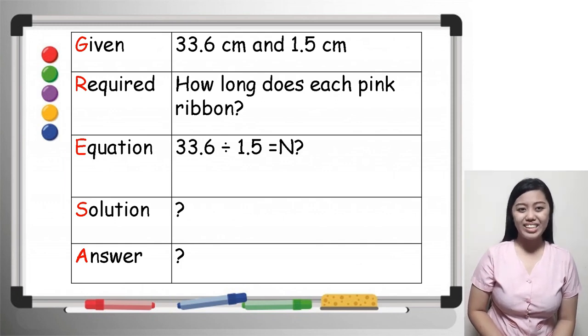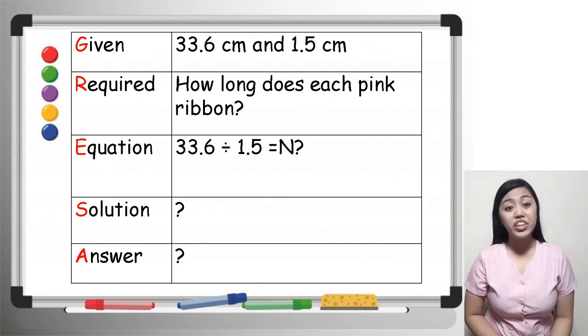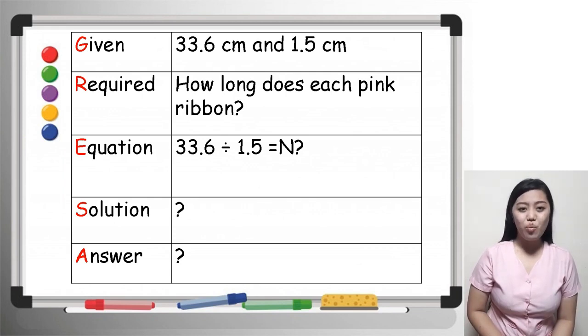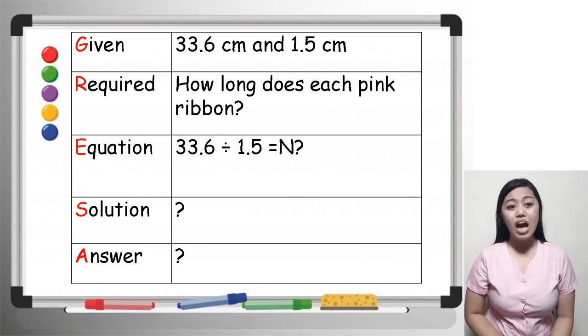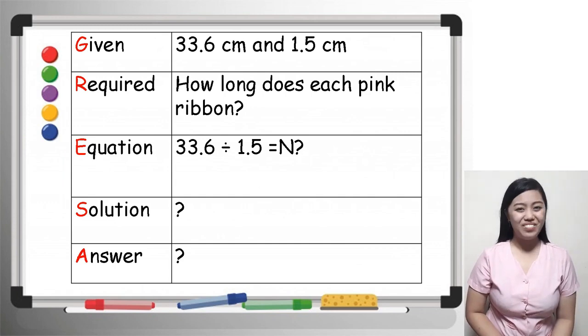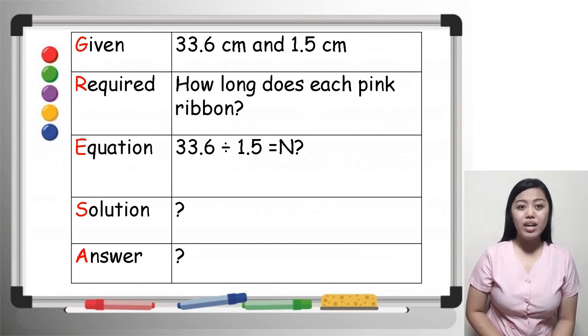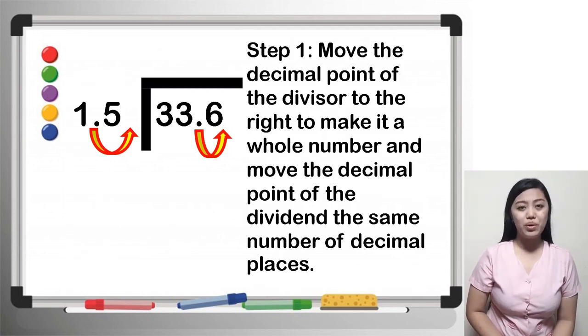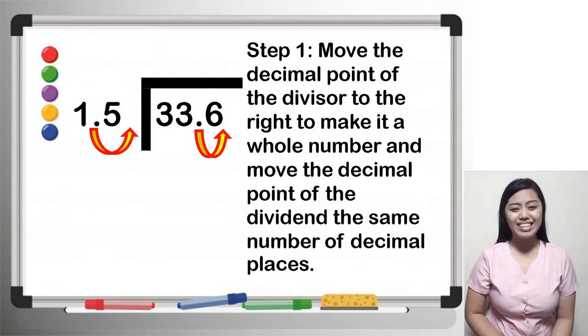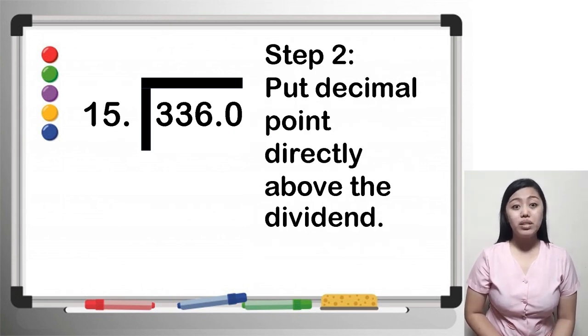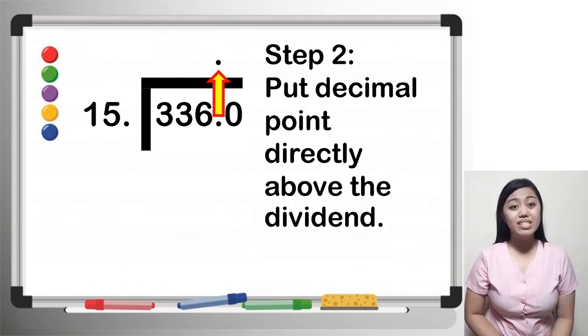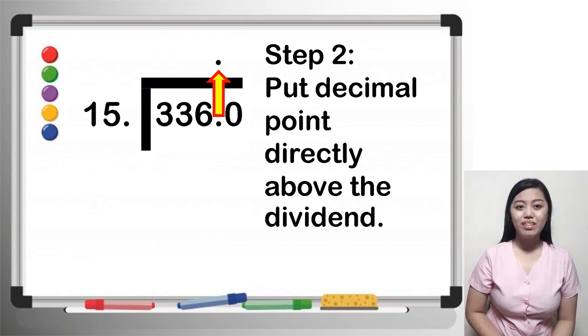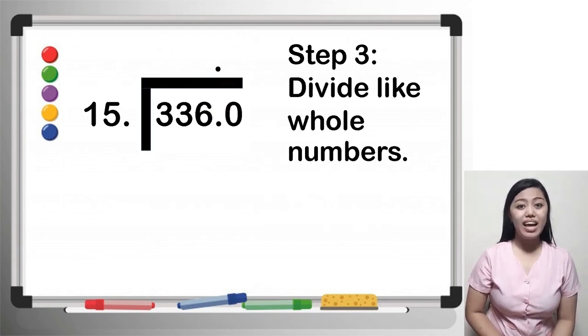It is our required. And our equation will be 33 and 6/10 divided by 1 and 5/10 equals n. Our solution and answer, we're looking for that. So step 1, move the decimal point of the divisor to the right to make it a whole number and move the decimal point of the dividend the same number of decimal places. Step 2, put a decimal point directly above the dividend and put 0 beside the decimal. Step 3, divide like whole numbers.